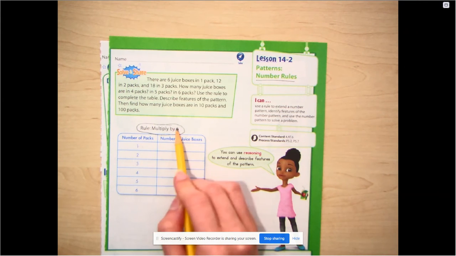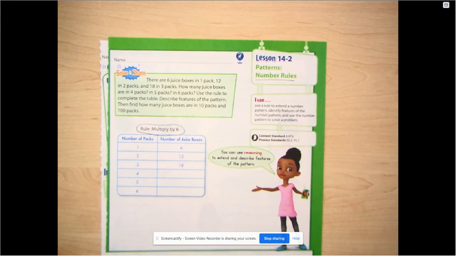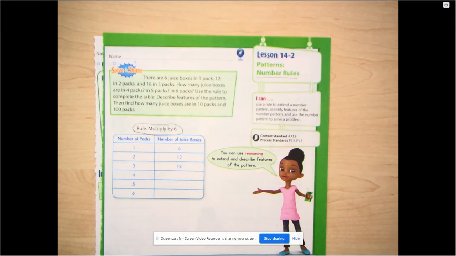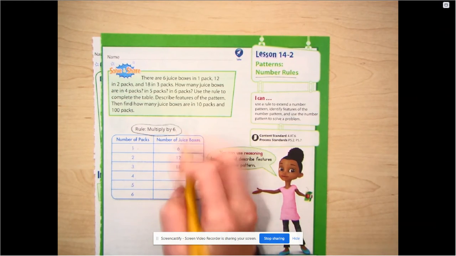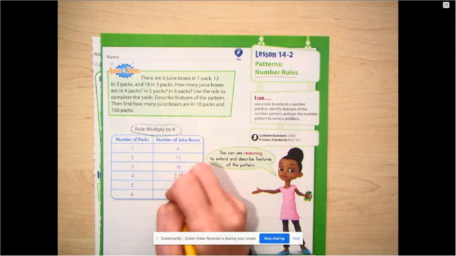So 1 times 6 is 6. 2 times 6 is 12. 3 times 6 is 18. And then we're just going to keep going to fill out the remainder of this chart. 4 times 6 will give me 24. Can you fill out the last 2 numbers and then enter them into the Edpuzzle? Go. All right, check yours.